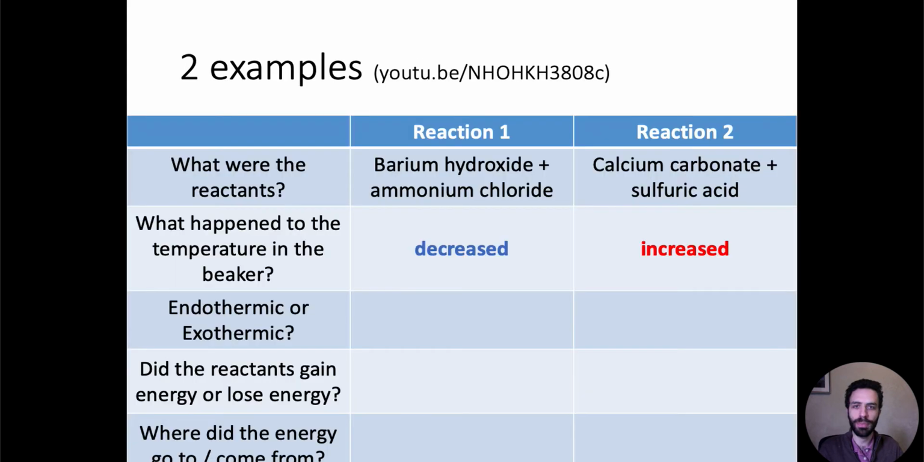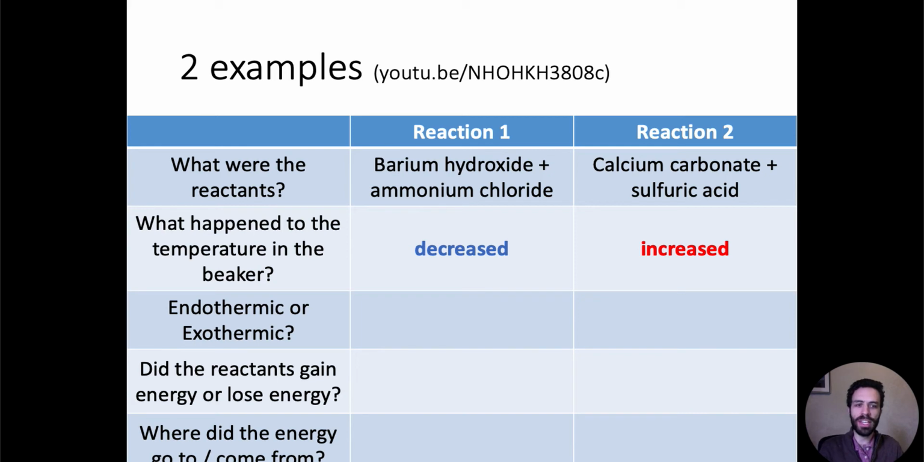Here we go. First, let's start with two examples. There's a link to a YouTube video if you want to watch two examples, chemical reactions, but I'll just tell you about them here. In reaction 1, barium hydroxide and ammonium chloride were mixed, and the temperature in the beaker decreased. In reaction 2, we mixed calcium carbonate and sulfuric acid, and the temperature in the beaker increased.